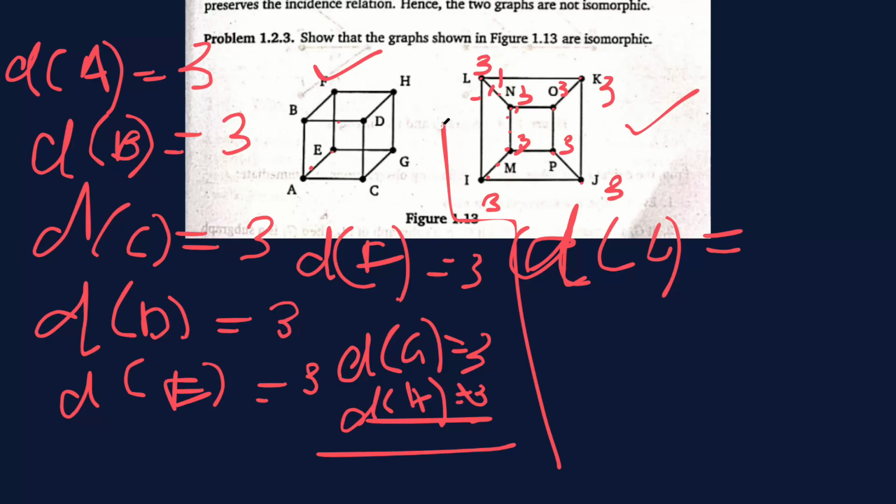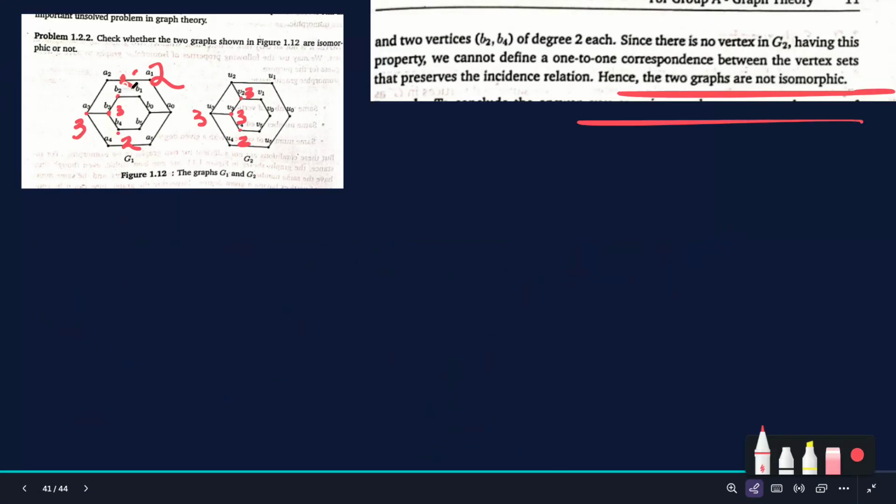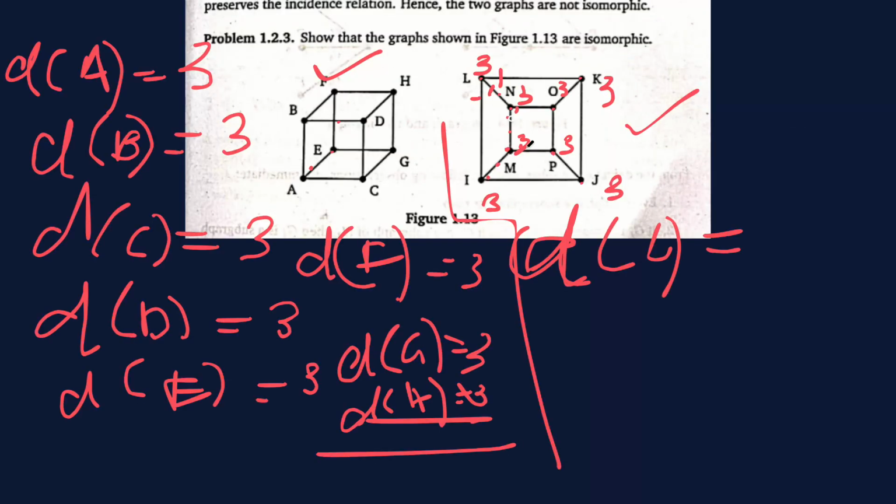If all have degree 3, the number of degrees is the same. And if I'm writing a correspondence, I can write it any way because all have the same degree. This kind of issue won't come here, because only when there are mixed degrees like 3 and 2 do we have to check these kinds of issues. But here all have the same degree, so we don't need to check.